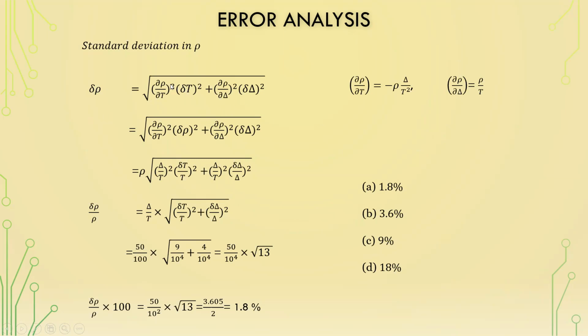Okay, now we have to calculate del rho by del T and del rho by del delta, which we can calculate, and we can plug this value into this expression. So after some simplification, we get this one.